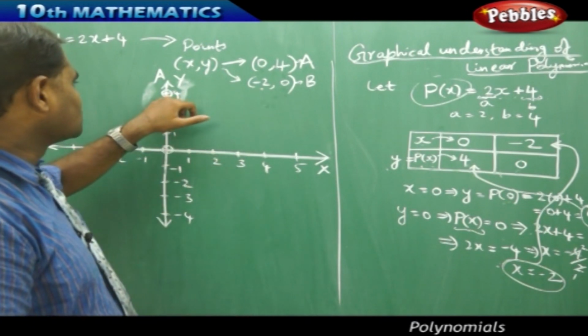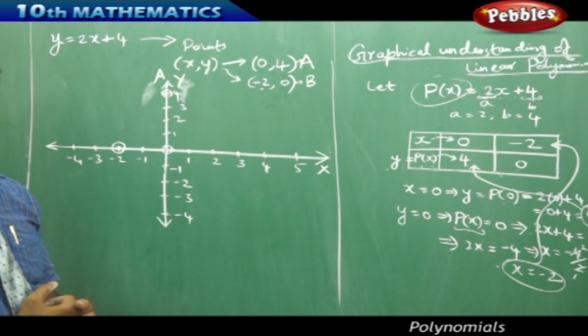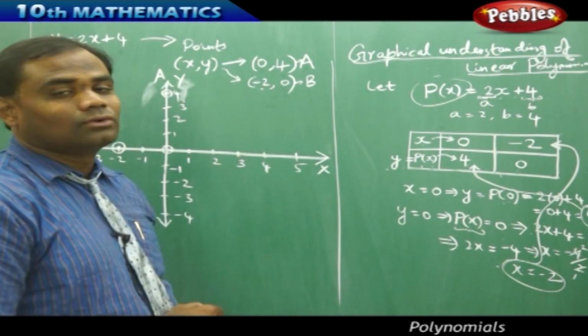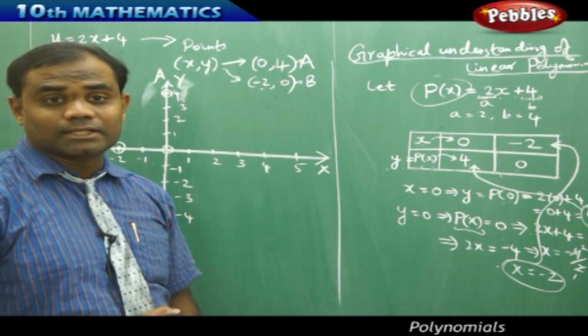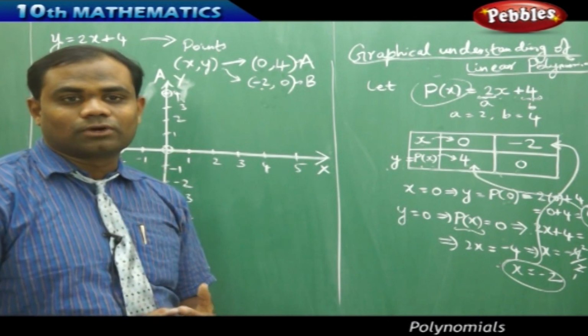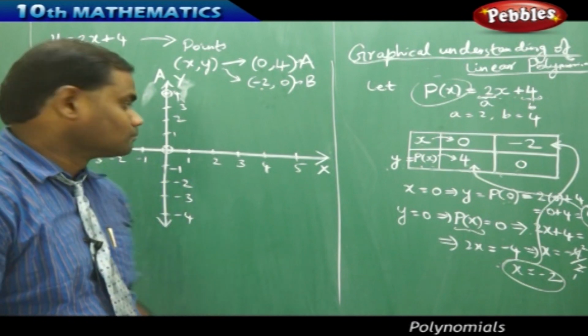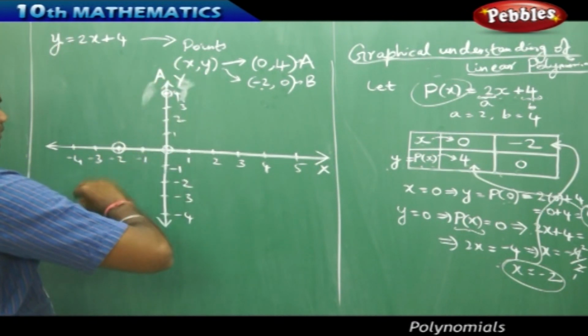Instead, this is called the y-intercept, and this is called the x-intercept. So indirectly we understand that the x-intercept is obtained when I substitute y equal to 0, and the y-intercept is obtained when I substitute x equal to 0. This is how we understand the x and y-intercept concept in the real xy coordinate system, the graphical understanding.